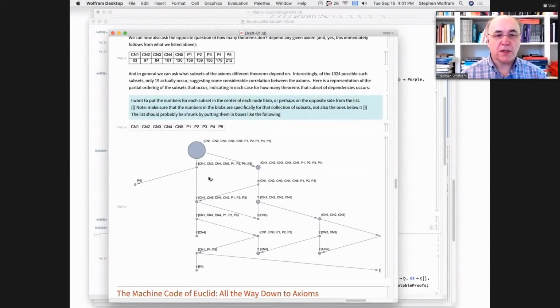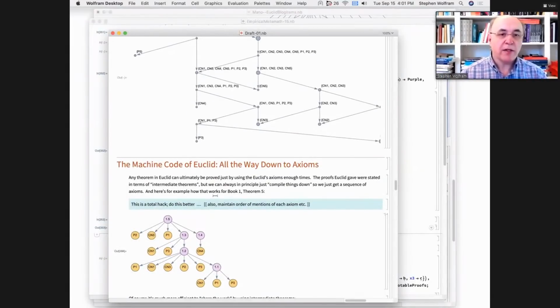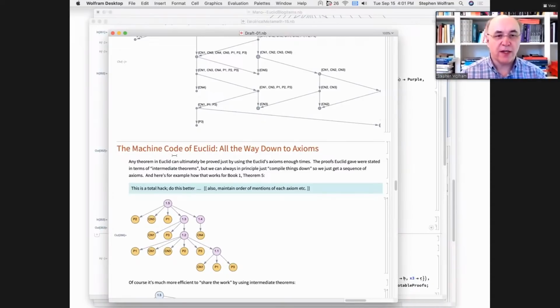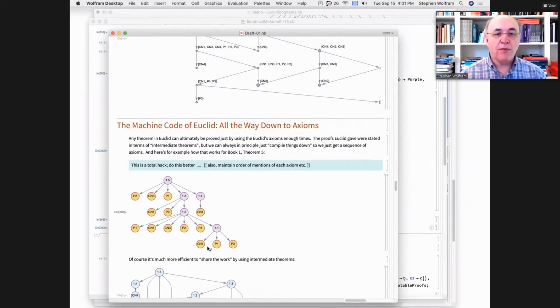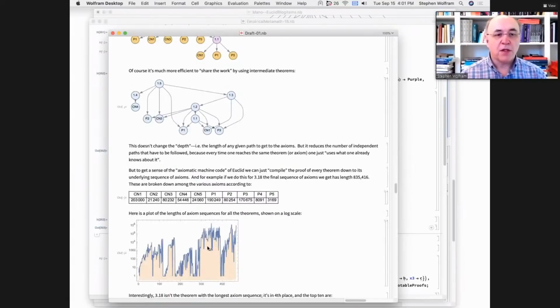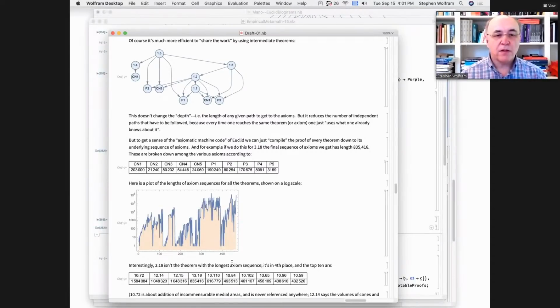That's dependency graphs. This is just mildly interesting. You might find this interesting because I think you've worked on vaguely related things. This is how much the removal of lemmas makes Euclid less efficient. Needless to say, it takes 1.5 million applications of the axioms to get the theorem in Euclid that involves the most machine code, 1.5 million steps in machine code, so to speak. Even though if you use lemmas, it takes vastly less than that.